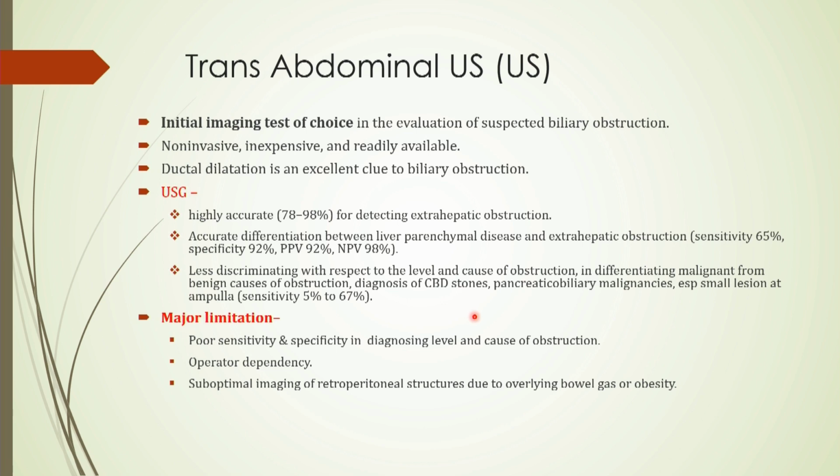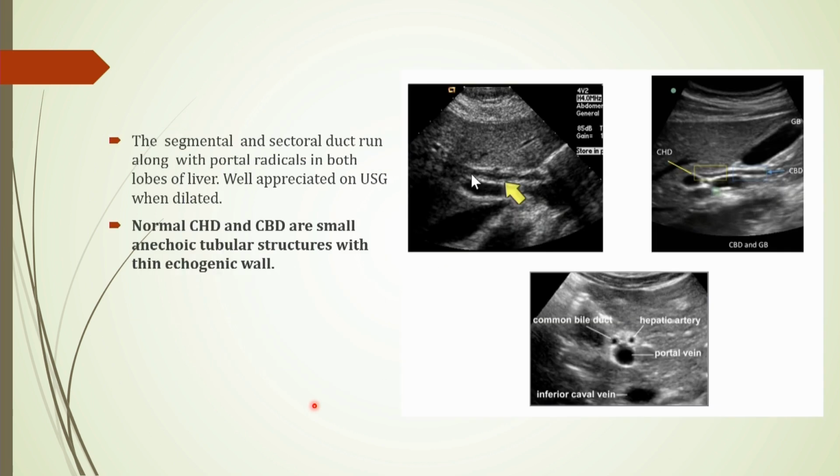It is less discriminating with respect to the level and cause of obstruction, in differentiating malignant from benign causes, and in diagnosis of CBD stones and small masses at the ampulla of Vater. Major limitations include operator dependency and suboptimal imaging of retroperitoneal structures in cases of obesity and increased bowel gas.